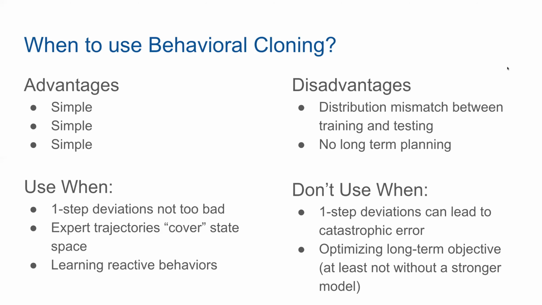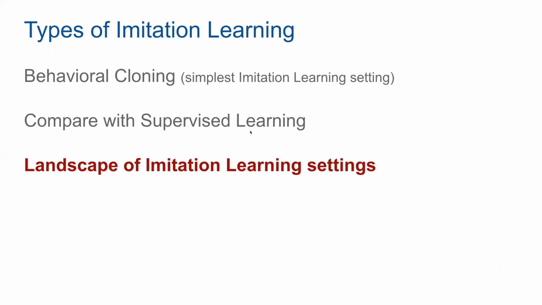One should not use behavioral cloning when one-step deviations can lead to catastrophic error, which is what we saw in that race car scenario, and also if you need to look further into the future than learning reactive behaviors. But we're mostly going to focus on the first point: how do you deal with this distribution mismatch, where one-step deviations cause catastrophic errors. Okay, so I'm going to talk about the landscape of imitation learning. Mostly just talk about one method and then briefly mention the others.